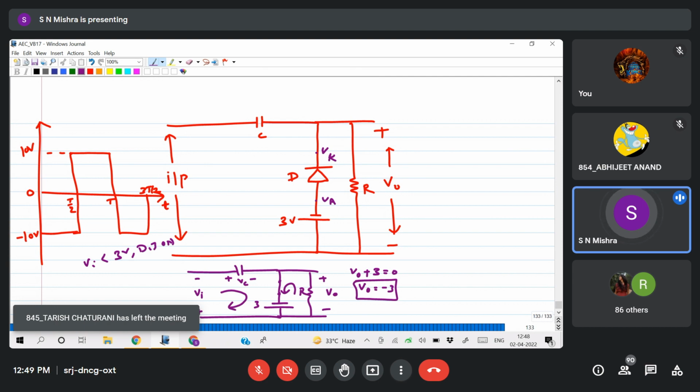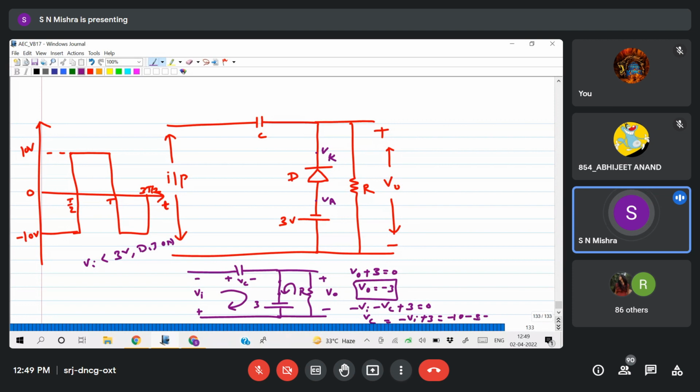Apply KVL here, plus to minus, Vi minus Vc plus 3 equals to 0. So Vc equals to minus Vi plus 3. Minus Vi is how much? Minus 10 minus 3, it is minus 13 volt. Okay.